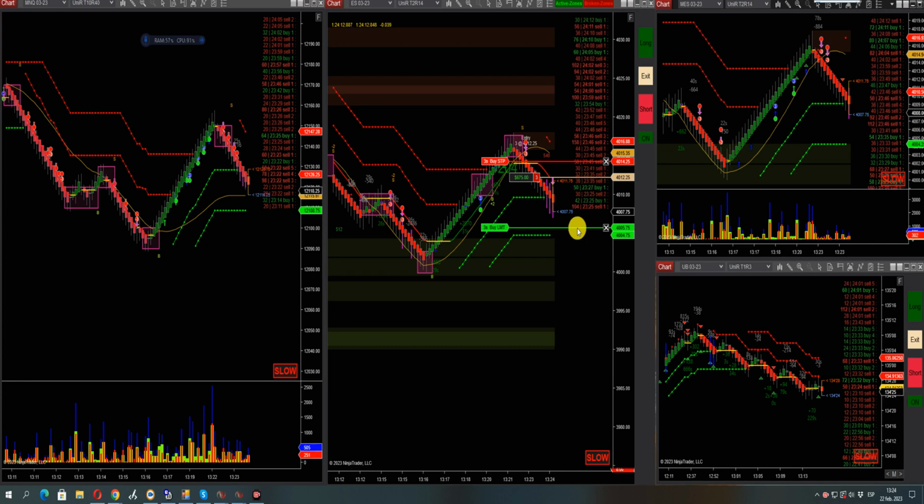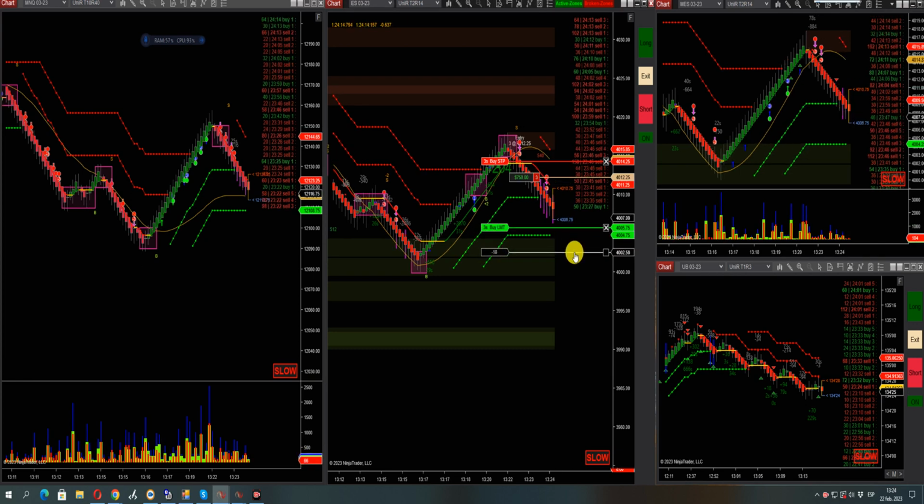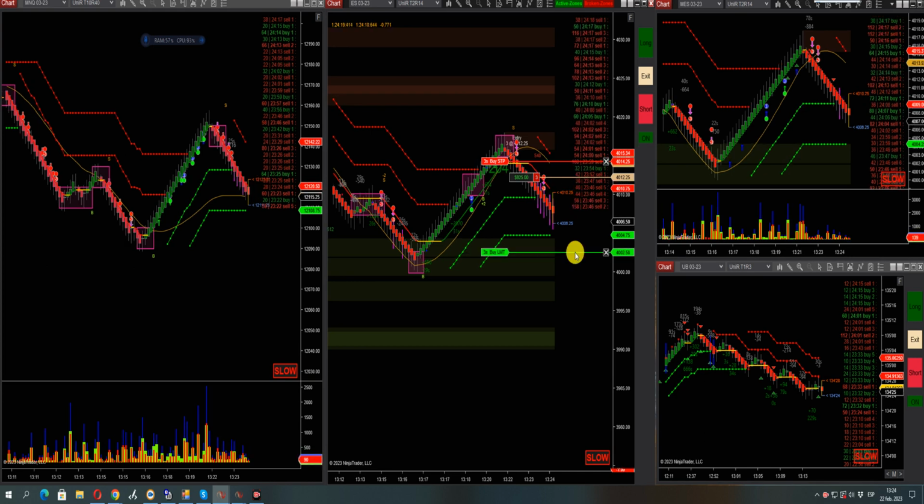Okay guys, we caught this little short signal. Let's see where we can get with this trade. Tape is heavily to the downside. Nasdaq is to the downside, so no long for now. ATRs are to the downside.